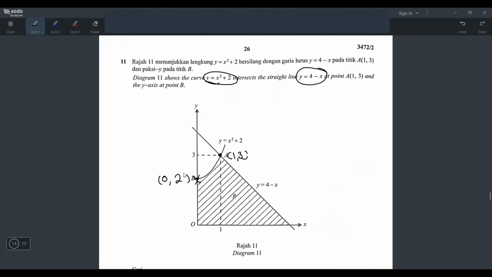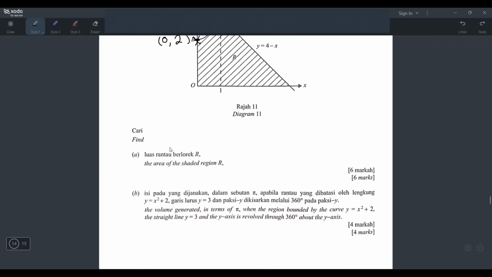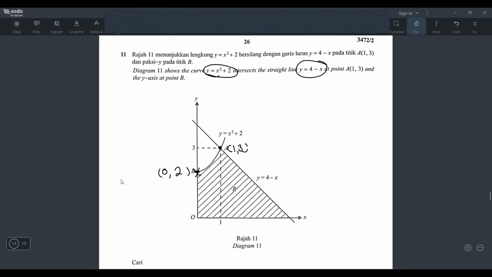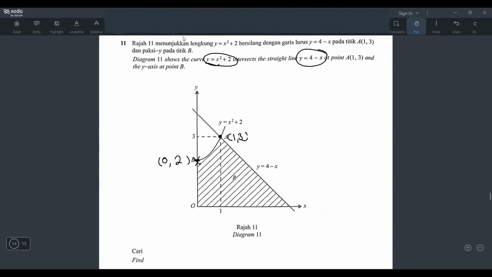Okay, it means this point B is actually 2. How I know? I just sub x equals 0 inside, right? It's very easy one. If you want to find y-intercept, sub x 0. If you want to find x-intercept, sub y 0. Okay, when we are doing this type of question, I always teach my student, jangan buat A, B dulu. You have to find out all the important points first, right? Because if you terus buat nanti tak cukup, nanti you will complain tak cukup information.